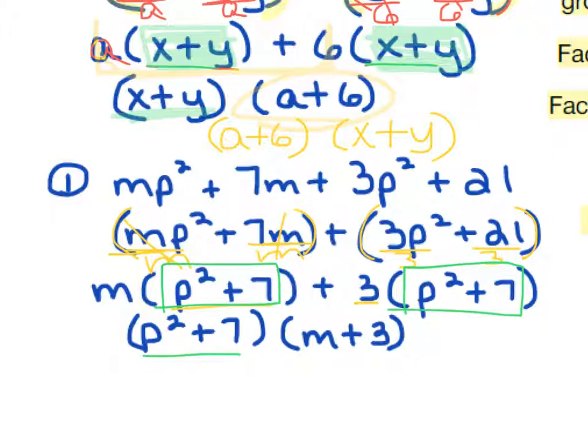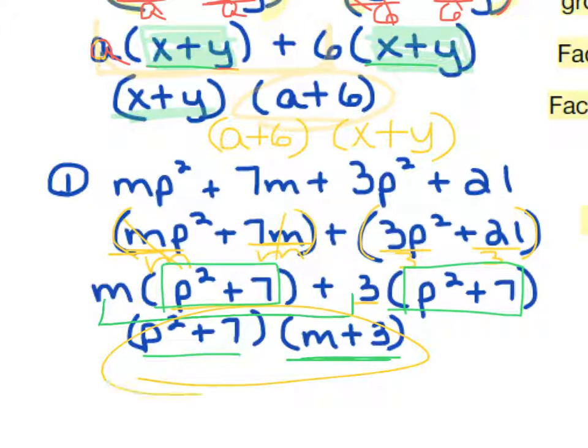You write it once, then you take the 2 GCFs that you just divided by. Again, remember, we can FOIL this answer, and it needs to go back to the beginning. So you can either FOIL or distribute. If it does not go back to the beginning problem, you've done something wrong. Okay, let's try one without all the work on it.